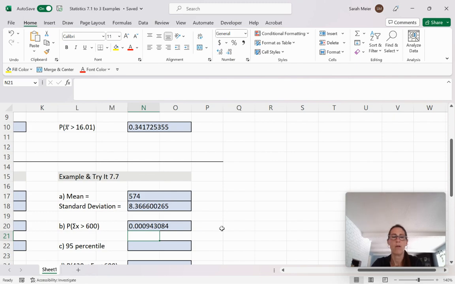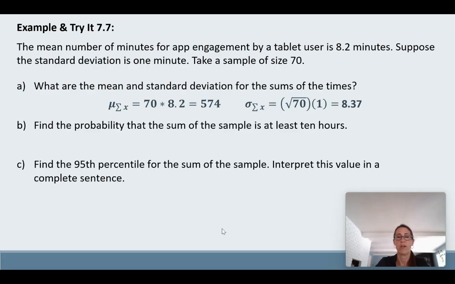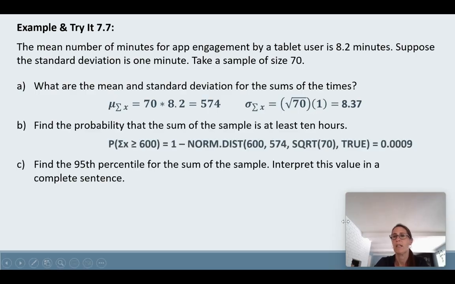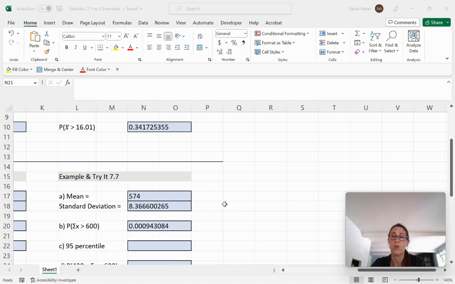So, very small probability that the sum is greater than 10 hours. 0.0009, or 0.09% probability that the sum of the sample is greater than or equal to 10 hours, at least 10 hours. Again, for the percentile problems, we're going to be using the norm.inv formula.